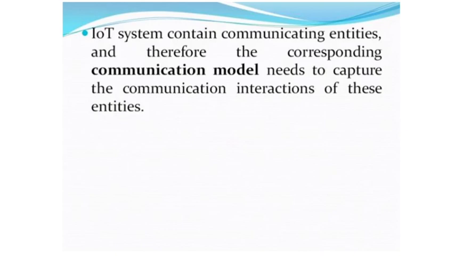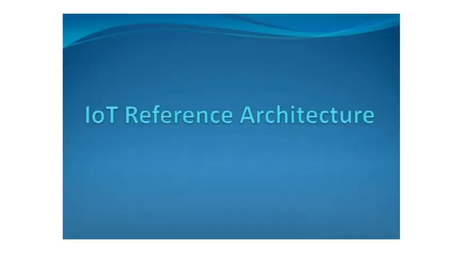Right? What it will do is, this IoT system will contain communicating entities first of all, and the communication model covers their communication with each other, and it will handle the interaction of these particular entities, right? So this is all about the reference model of this ARM.